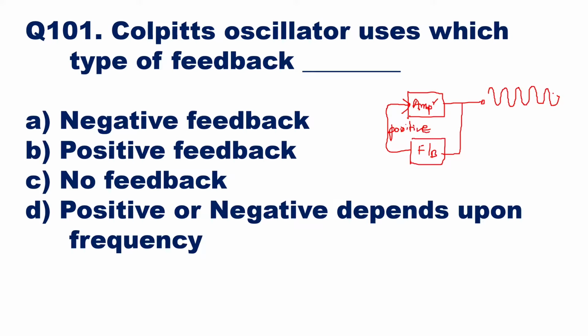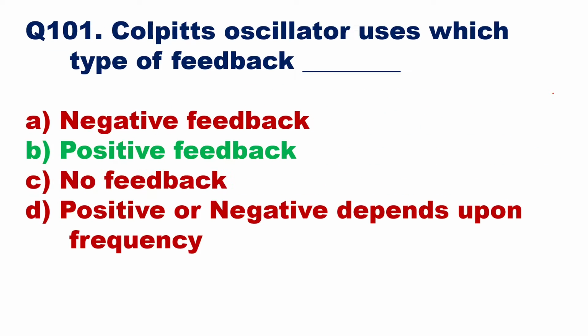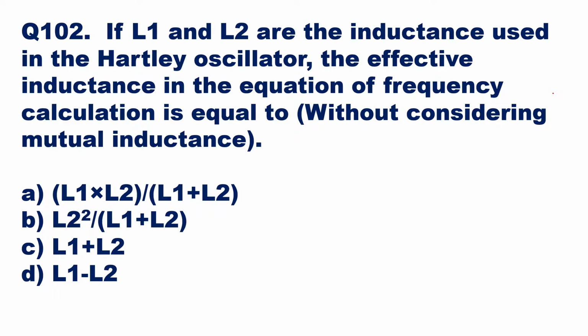B, positive feedback. So here you can have an explanation. A Colpitts oscillator uses positive feedback for oscillation. The feedback is provided through a capacitor voltage divider tank circuit to the amplifying element. So here it is a positive feedback, and it is a basic concept of an oscillator that we have to use positive feedback, then only we'll get oscillations. So option B is the right answer, that is positive feedback. Then we'll go to the next question, question number 102.